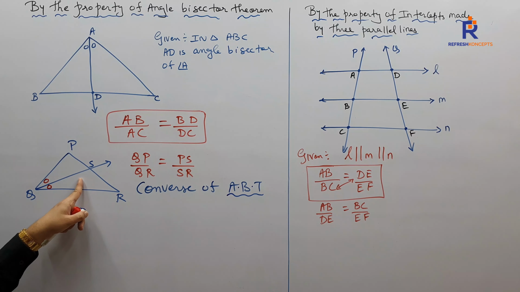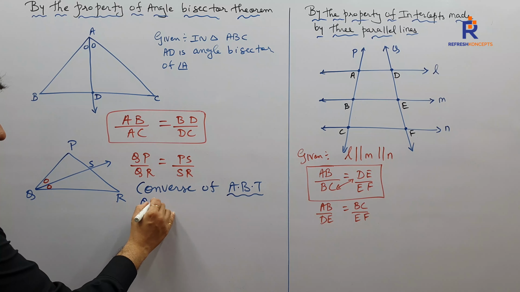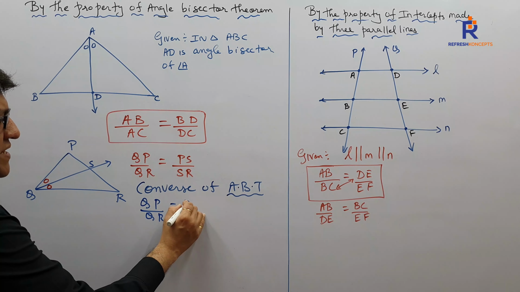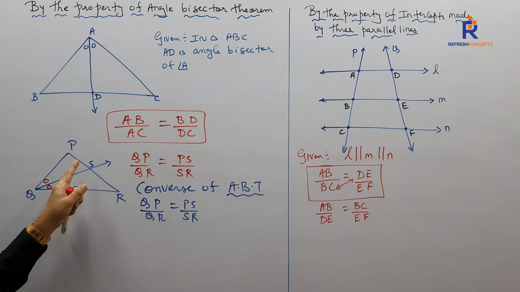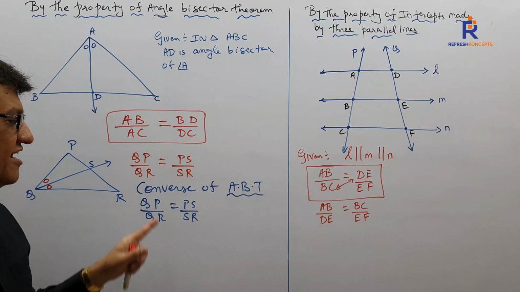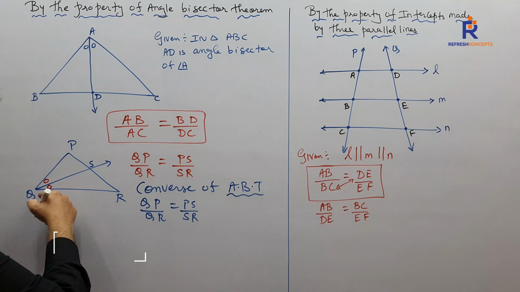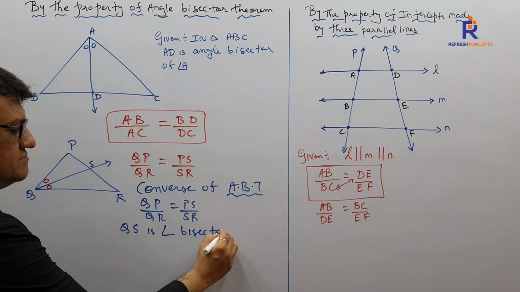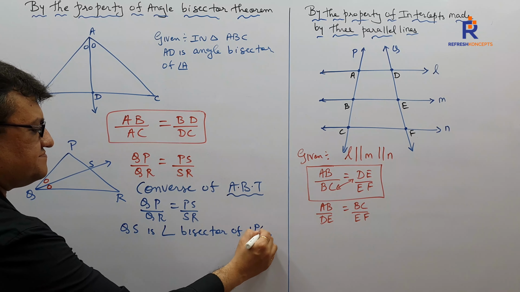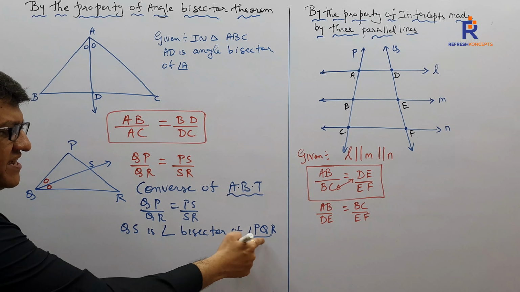So let me say, within this question, say somehow we proved that QP by QR is equal to PS by SR. Then immediately I can say by the converse of the angle bisector theorem, QS is the angle bisector of angle PQR.